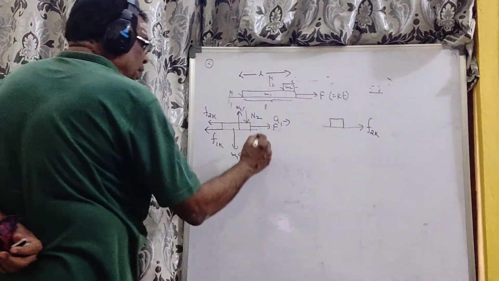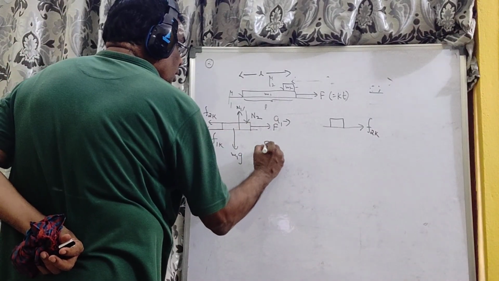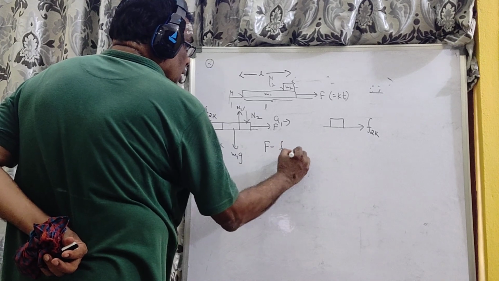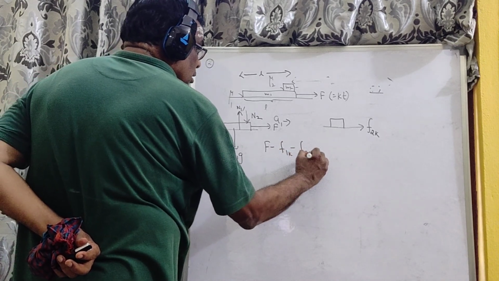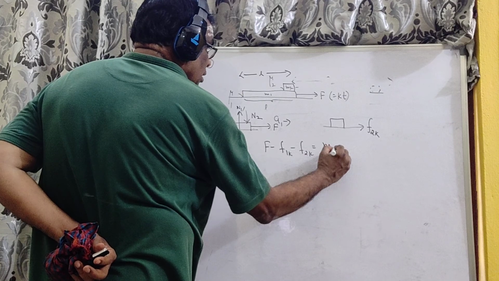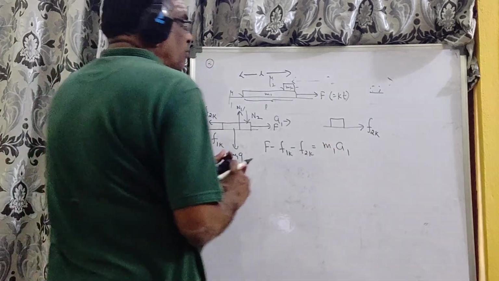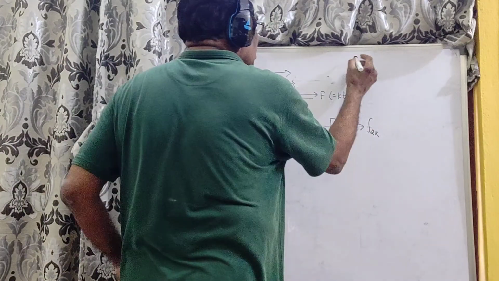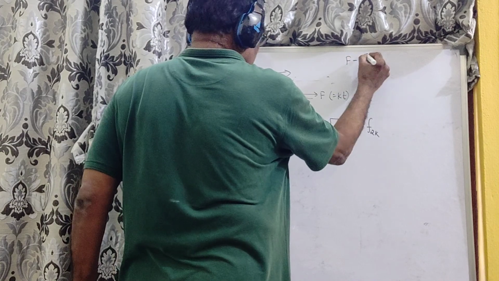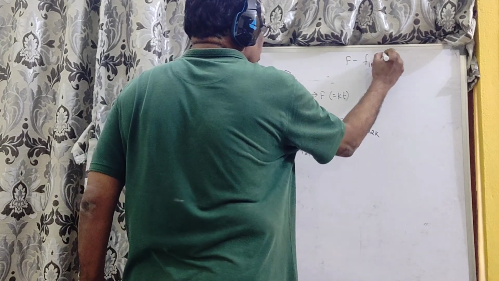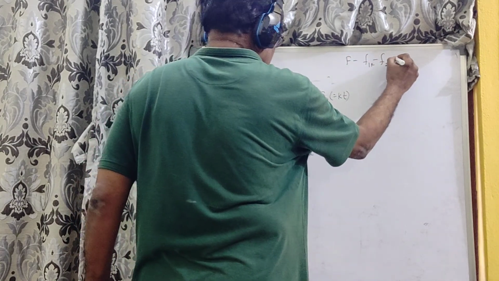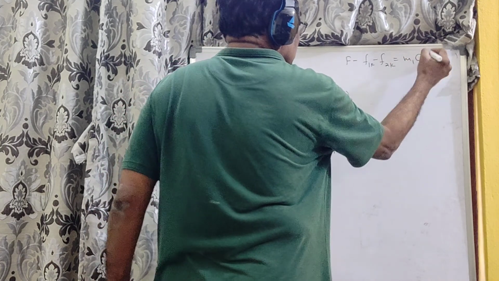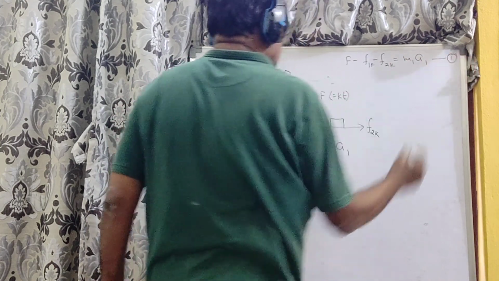How do you write? F minus F1K minus F2K. This is a very important relation. I may erase that at any stage, so I'm writing it here. This is equation number 1.